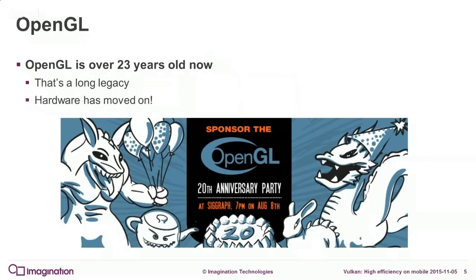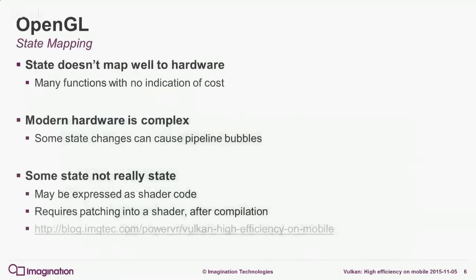So OpenGL is over 23 years old now, which is a ridiculous amount of time for an API to have existed. It's not really, it's quite normal, but it's a long legacy, and hardware has moved on. The state mapping in OpenGL, for instance, doesn't really map very well to hardware anymore. There's a lot of functions in there. They all look fairly cheap, and there's no real indication of that cost. It's not to say that that's necessarily a bad thing, but it doesn't express very well the underlying state machine, or lack thereof in some cases.